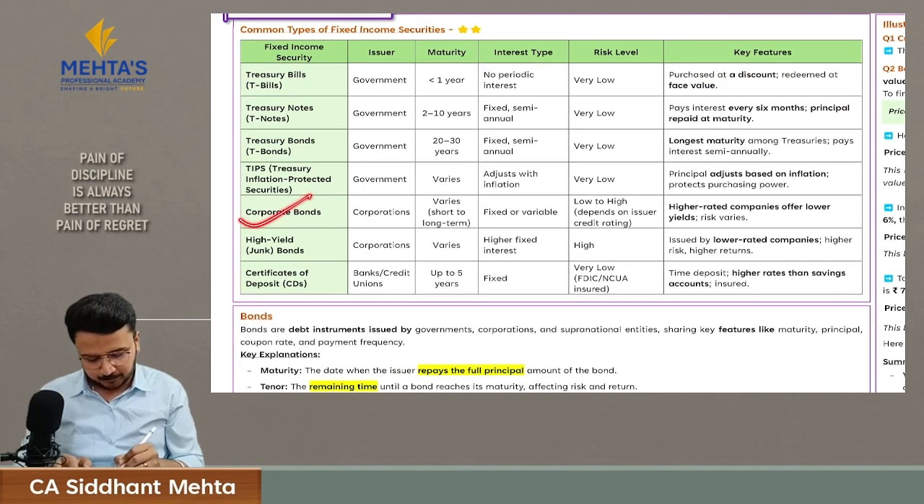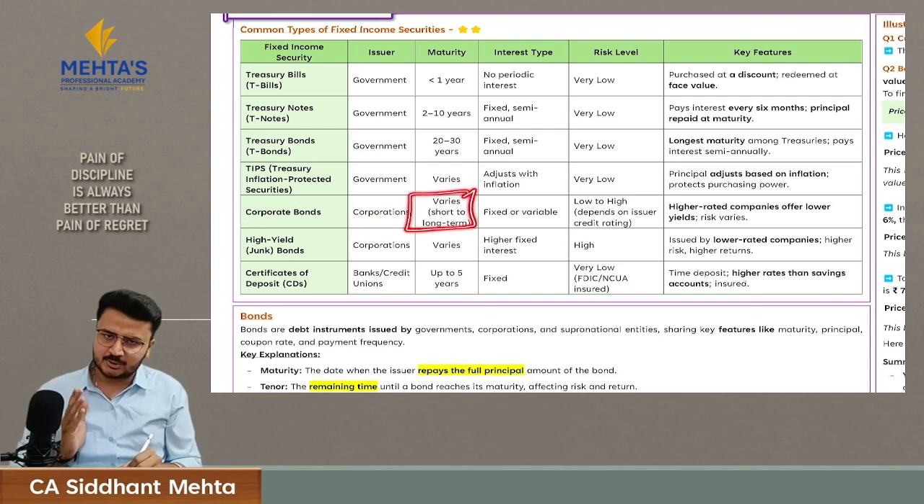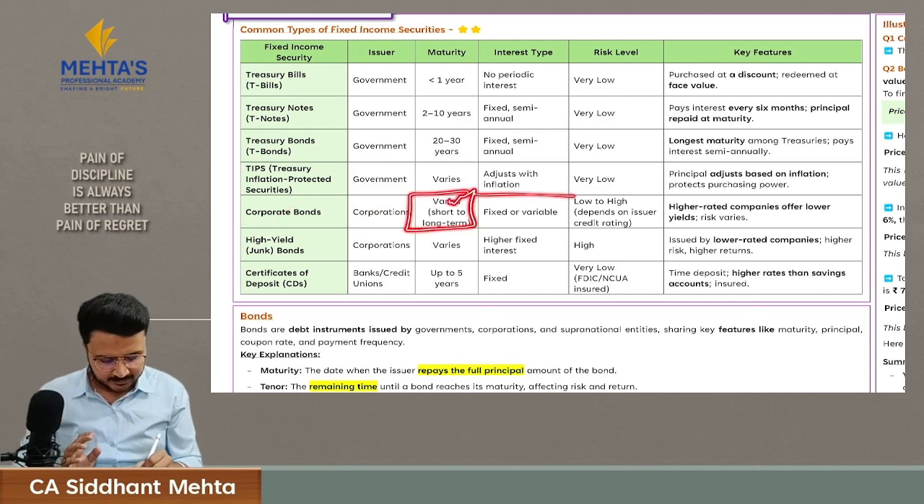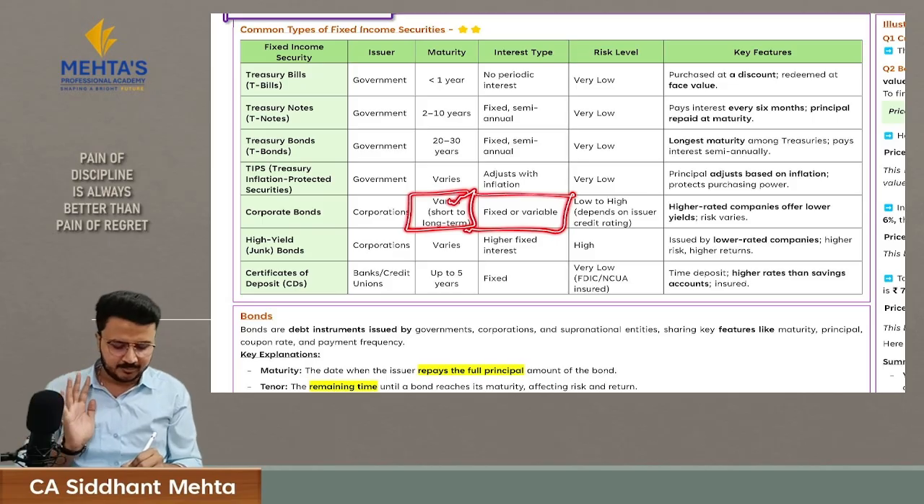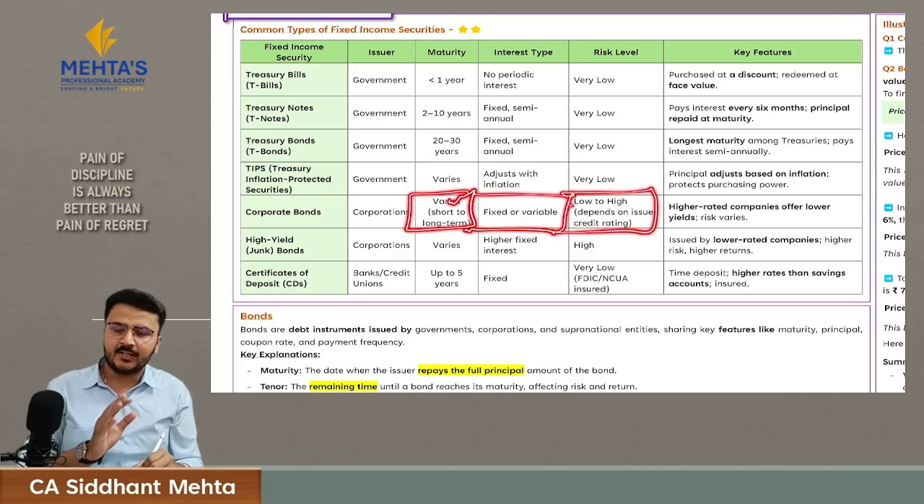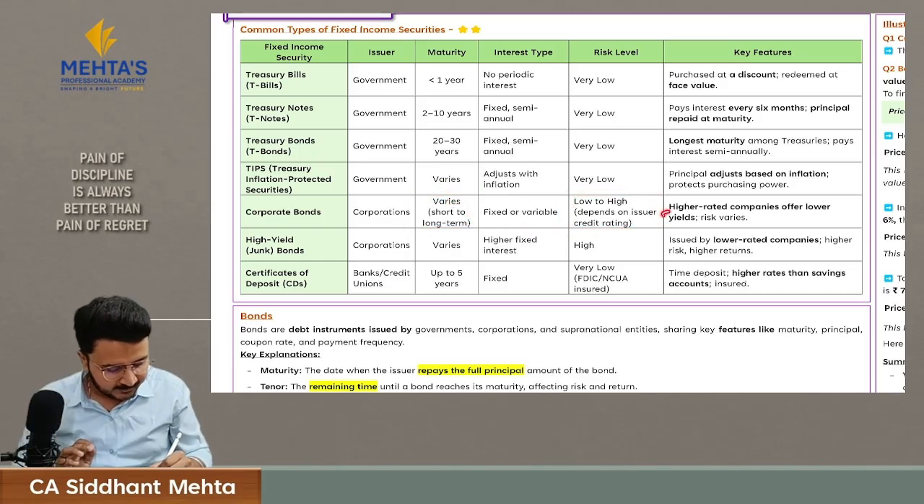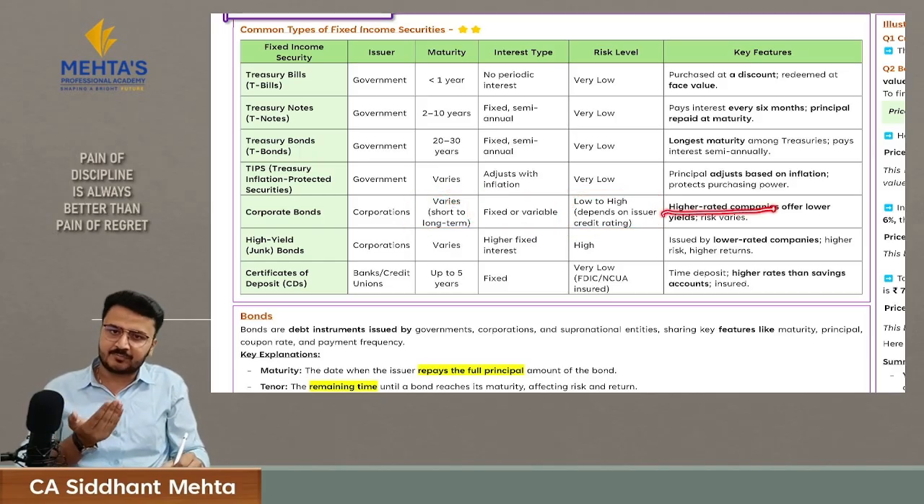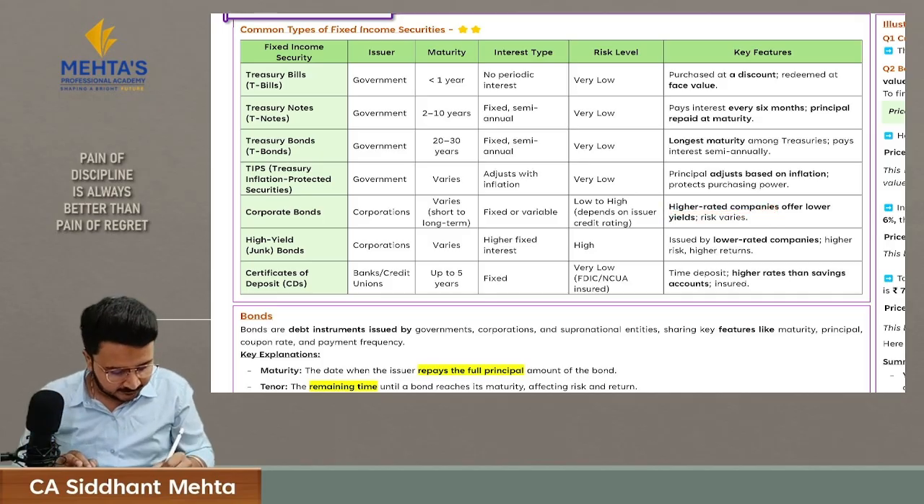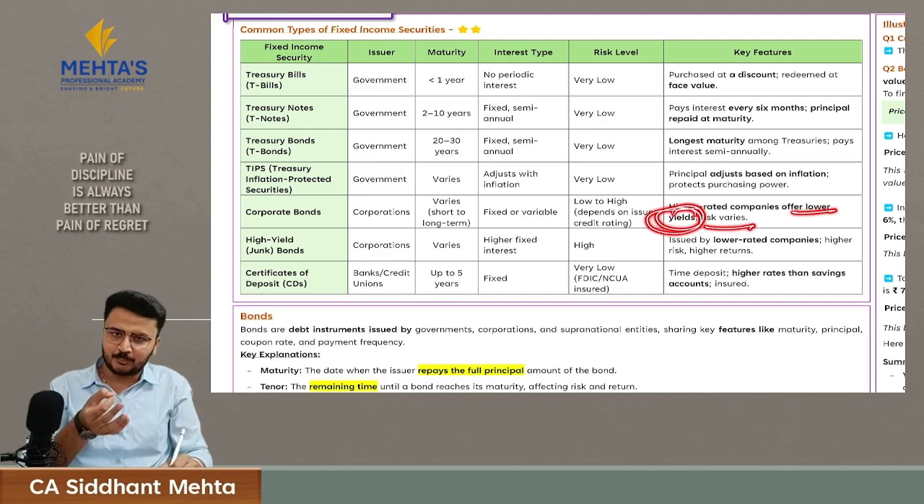Then the corporate bonds are issued by the corporates. Here the maturity will vary, either it can be short term or it can be long term. Here the interest can be fixed or it can be variable, and the risk will be low to high depending upon the credit rating of a company. If the company has a higher credit rating, then definitely there will be a low risk. Low risk means low return. Here the lower yield, yield is a fancy name which is given to return. So your yield means nothing but return.